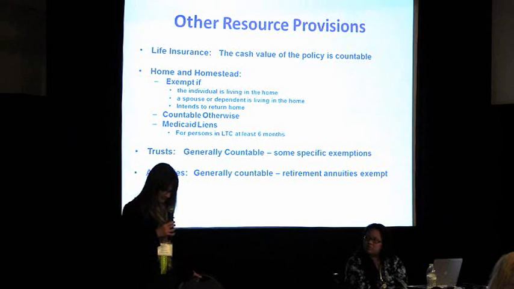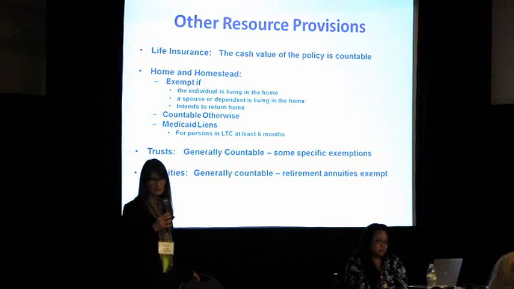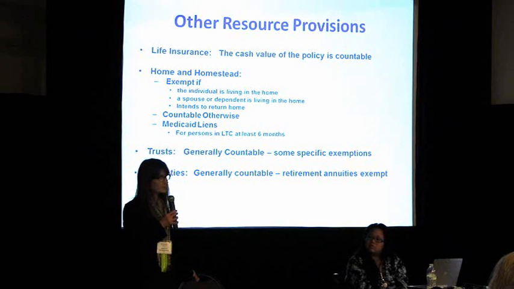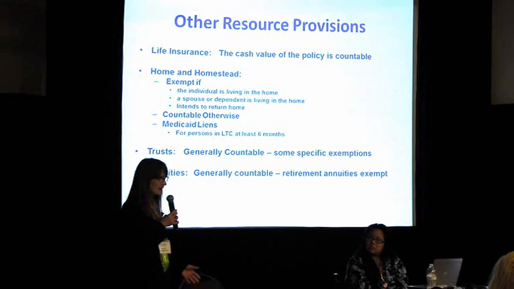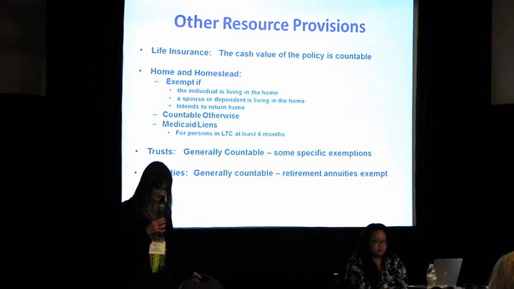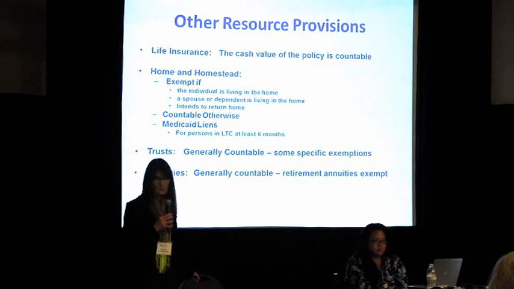The home and homestead, we want to talk for just a minute about that. I mentioned before that the home is usually exempt as long as the person is living in the home, or the spouse or another dependent is living in the home, or if the person intends to return home. So if a person is in a nursing home, as long as they say, I intend to return home, the home is exempt. There are no doctor statements required. You don't have to validate that medically to prove that yes, there's a possibility she can go home. The home is exempt. If none of those apply, then usually the home is a countable asset.